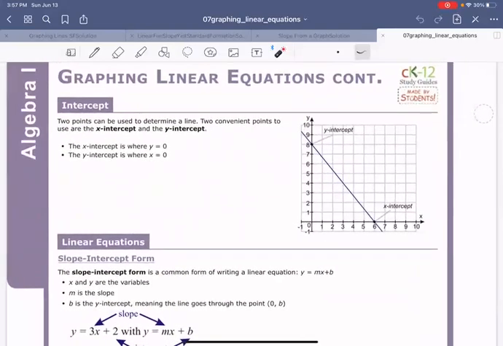Now, for the linear function, there are 2 critically important points. One is called the y-intercept. One is called the x-intercept. This point is the x-intercept. What does that mean, x-intercept? That means your graph crosses the x-axis. The crossing point is the x-intercept. If your graph crosses the y-axis, the crossing point is called the y-intercept. Okay?